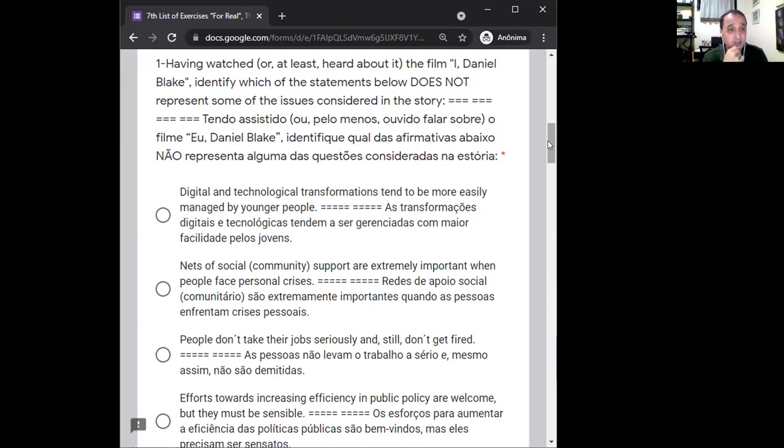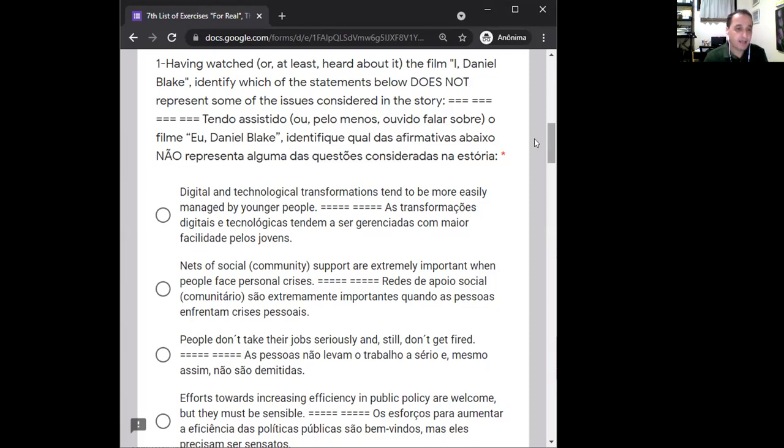So the first one goes like this. Digital and technological transformations tend to be more easily managed by younger people. Well, you can see some of that there. You see that Daniel Blake is kind of an old guy, but this is not the real issue, right? This is not the big thing in the question. It's part of the film, but it's not the most important aspect of the film, but it is there, right? So this is not something that is not considered, so this is not the answer. We are looking for something that does not represent issues considered in the story.